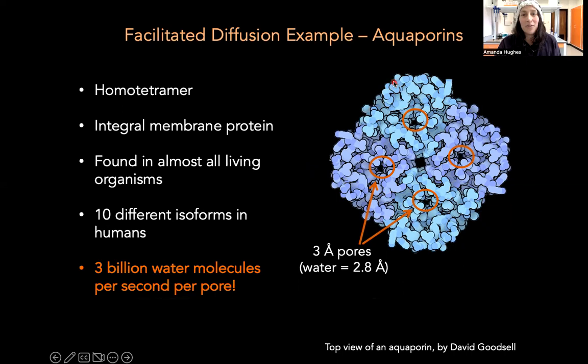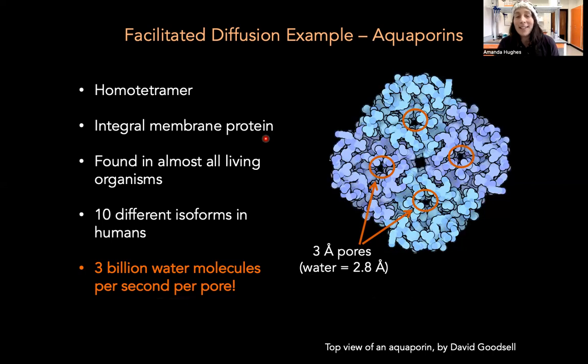It is a homotetramer, meaning that homo meaning the same, tetramer meaning 4. So there are 4 subunits of the same exact polypeptide sequence. It is an integral membrane protein, meaning again, it spans both the inner and outer leaflet, so it's the whole way through the membrane. It is found almost in all living organisms, these aquaporins that people said you must be crazy, that things like this don't exist. They do, and it makes so much more sense now how water can easily and quickly pass through the membranes.